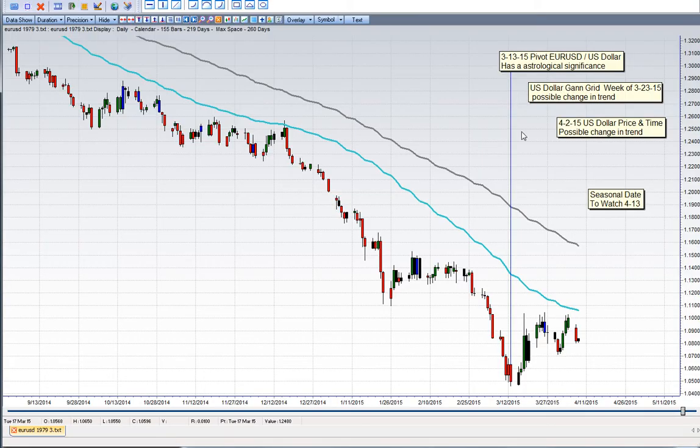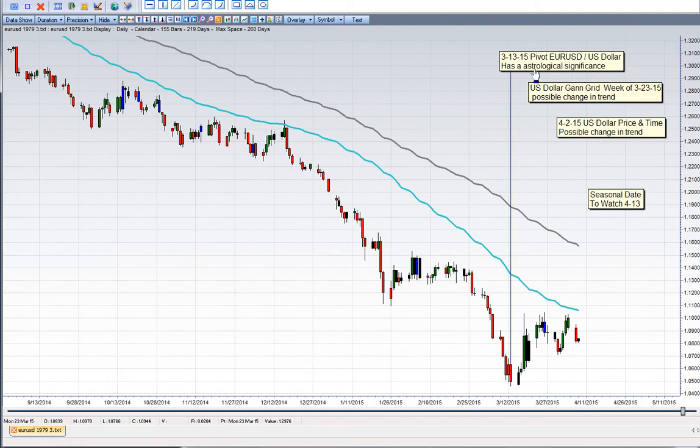I got a lot of stuff. So, March the 13th, the last couple of days, I've been trying to figure out, why did it make a pivot low here? There was no price and time tied to this date.